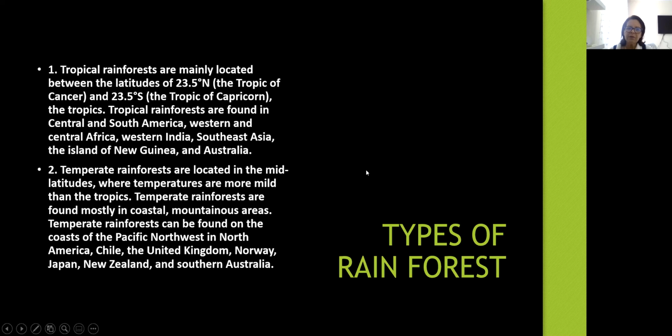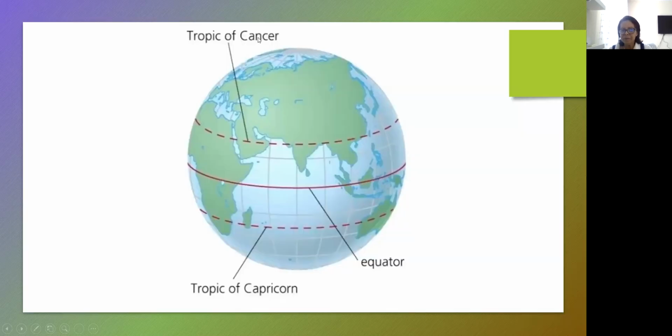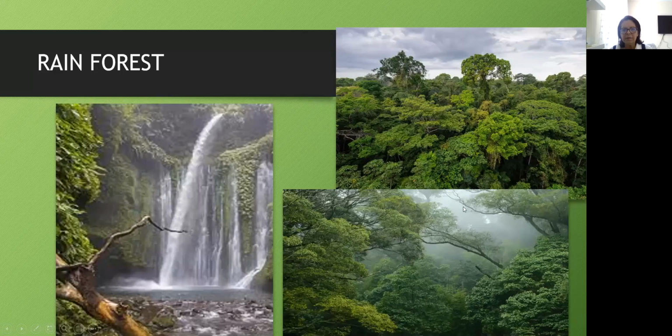Then we have the second, which is the temperate rainforest, located in the mid-latitudes, where temperatures are milder than in the tropics. Another map showing another figure of the Earth, exactly showing where the Tropic of Cancer and Capricorn are with the equator. More beautiful pictures of the rainforest so we can identify these places.